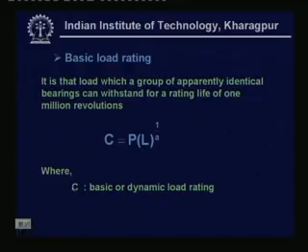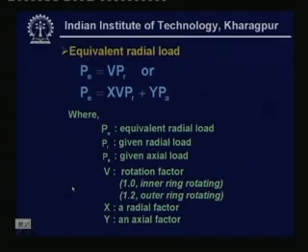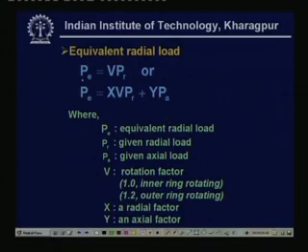Now, if we consider the other ideas, that is the equivalent radial load. Here is a formula which gives an equivalent radial load. What it means is that a bearing can be simultaneously under operation of a radial load as well as an axial load. So, what should be the equivalent load is mainly described through this particular equation. What does this equation suggest? PE, the equivalent load, will be equal to X into V into PR, where PR is the radial load, and PA is the axial load.